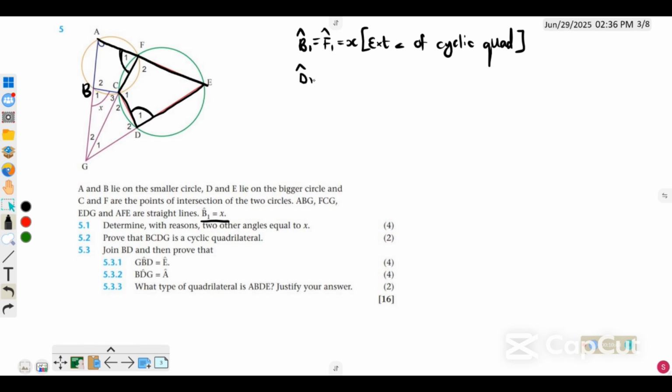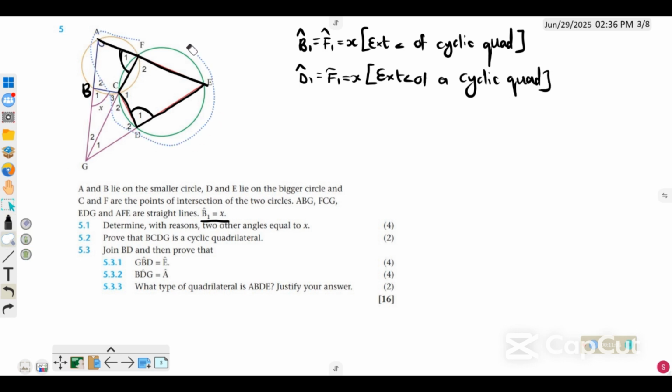So angle d1 is equal to angle f1, and they are both equal to x. Again, this is the exterior angle of a cyclic quad, like that. Okay, so let's move on. We now have two angles that are equal to x. Let's mark those. This is x, and this is also x. Determine with reasons. Okay, done with this.